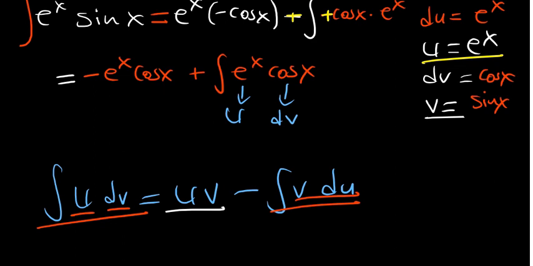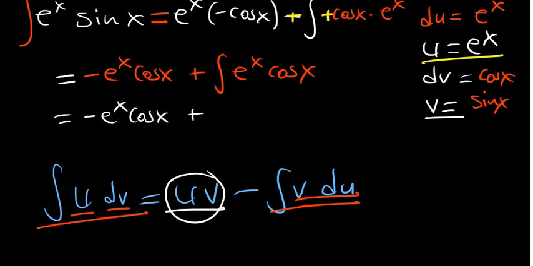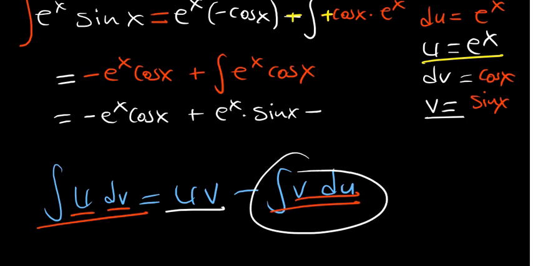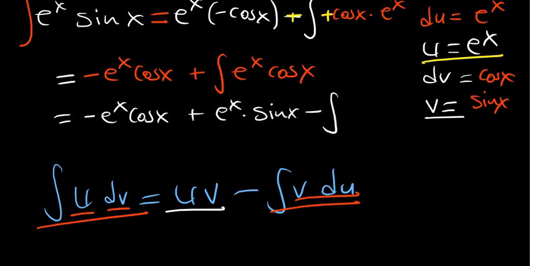Okay, we can now substitute. So we have negative e to the power x cosine of x plus, the first part is uv. What's our u? Our u is e to the power x. What's our v? Sine of x. Minus, we have this part again, the integral of v du. Our v is sine of x, our du is e to the power x.